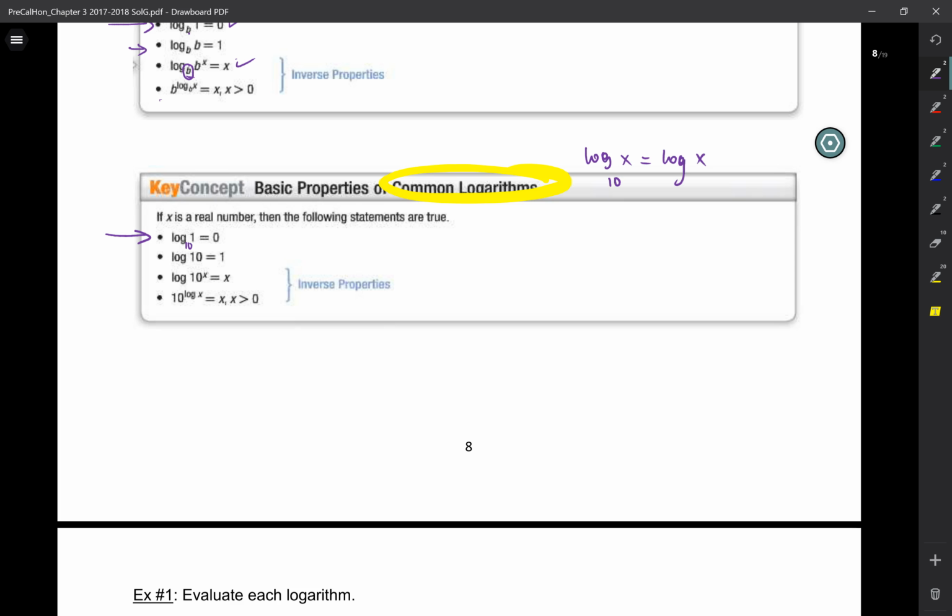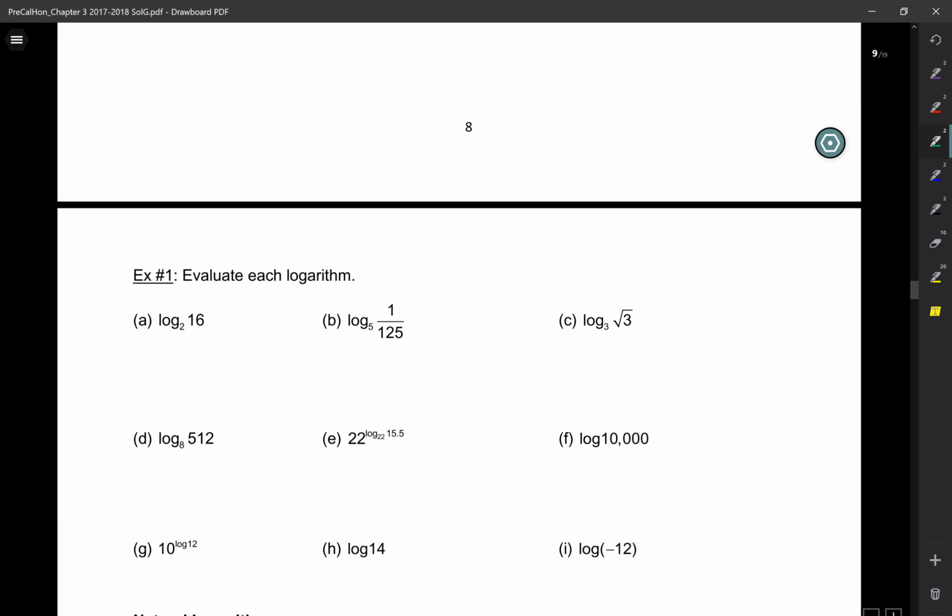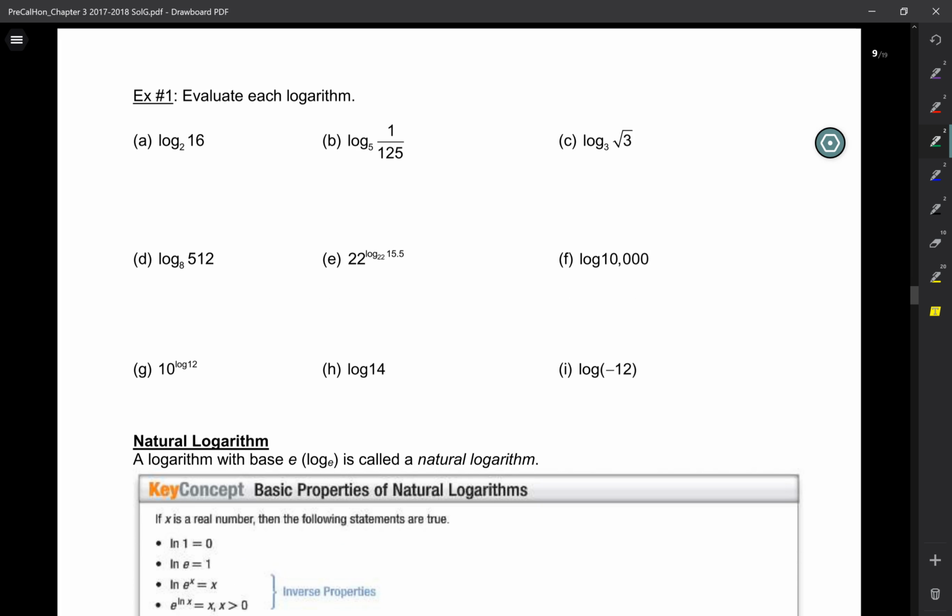0. Okay? And for this one, 10 to the power of what is 10? 1. You see? So here, 10 to the power of what gives me 10 to the x? X. Okay? All right.